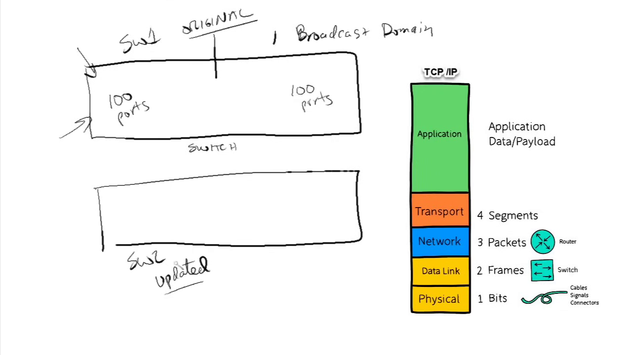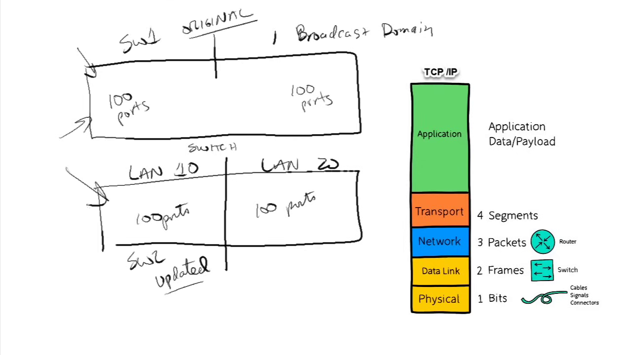If we change the rules a little bit, maybe we slice and dice. So we make two separate logical networks. So let's call this LAN 10 and LAN 20. So if we have 100 ports over here and 100 ports over here, because these are two now different networks, a broadcast going into LAN 10 would only have to bother 99 other devices. And if a broadcast comes into LAN 20, it would only have to bother the other 99 devices here instead of all of them.